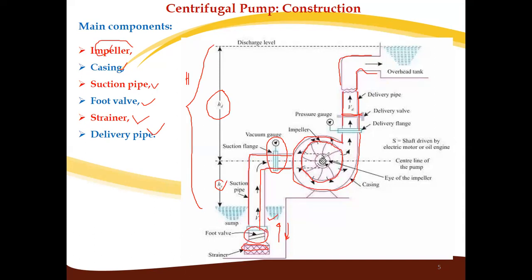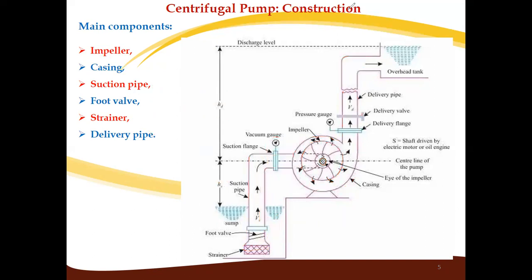This is the eye of the impeller. This is the shaft. The shaft is connected to the electric motor by using a coupling. And this is the center line of the pump. If you see, water enters this pump in the axial direction and leaves in the radial direction. Because of the rotation, it leaves in the radial direction. So water enters in the axial direction and leaves in the radial direction.